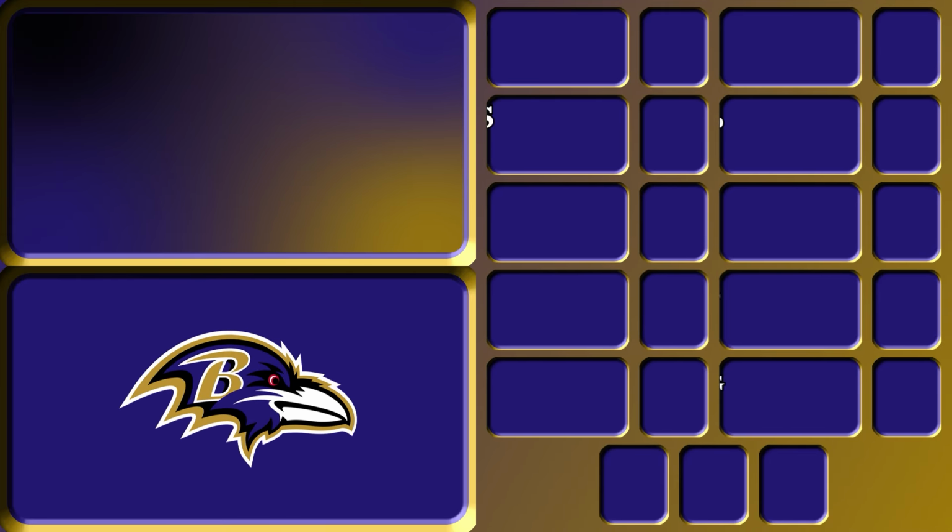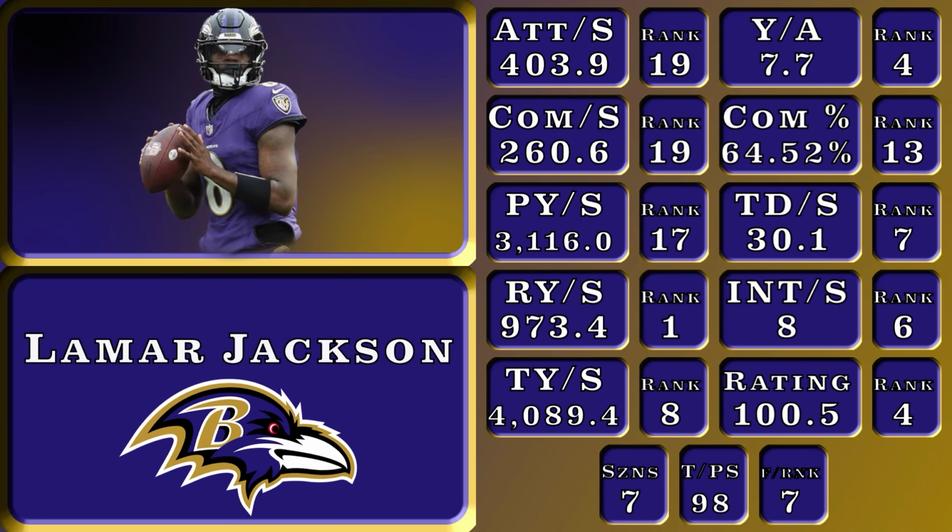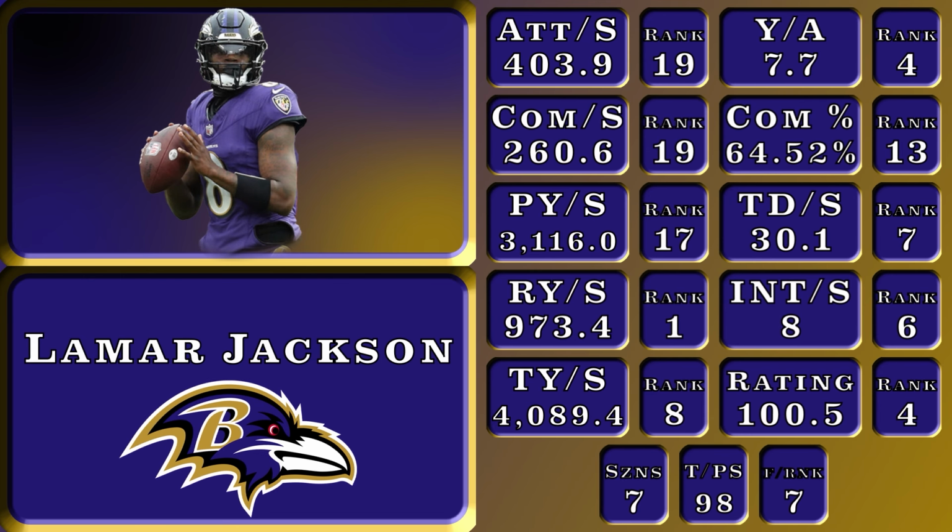At number 7 is Lamar Jackson. Once again, I think it's important to remember that this ranking has nothing to do with personal accomplishments. As good as Lamar Jackson has been over the past few seasons, there have been seasons in his career where his passing stats have not been good enough to put him higher in this ranking. He's always been an elite runner. No one is disputing that.